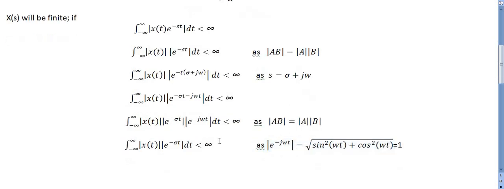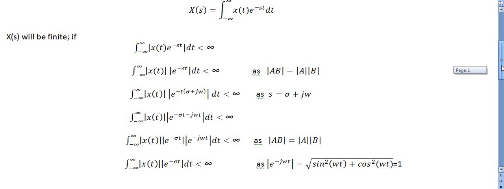After that we know that mod of e raised to minus j omega t, that means mod of e raised to an imaginary value, is equal to 1, because mod e raised to minus j omega t is equal to square root of sine square omega t plus cos square omega t, and that is equal to 1. That's why in the next expression I have skipped the absolute value of e raised to minus j omega t. So we got only the integration from minus infinity to infinity of mod x(t) into mod e raised to minus sigma t dt, and this should be less than infinity.